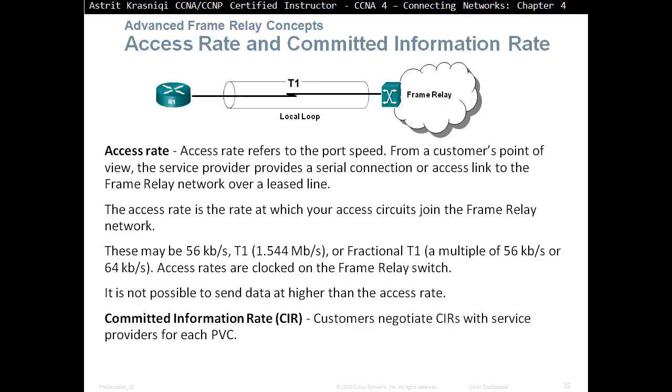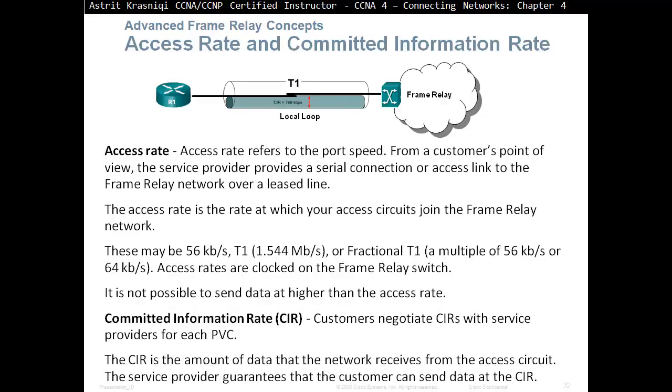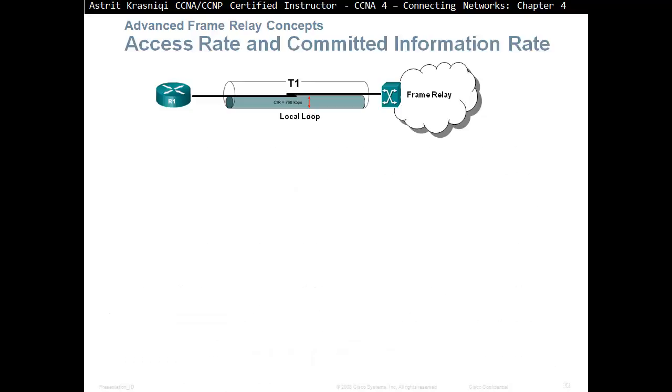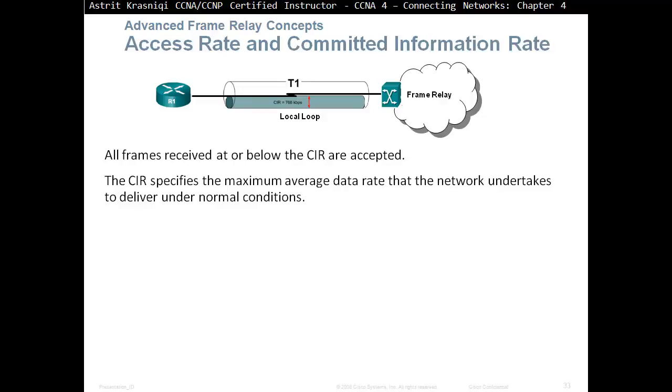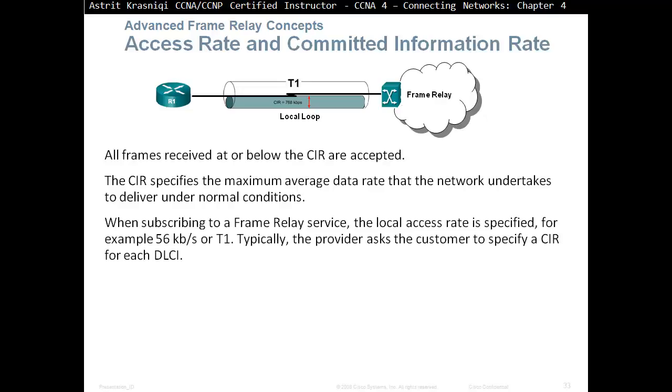Committed information rate, CIR: customers negotiate the CIR with the service provider for each permanent virtual circuit. The CIR is the amount of data that a network receives from the access circuit. The service provider guarantees that the customer can send data at the CIR. All frames received at or below the CIR are accepted. The CIR specifies the maximum average data rate that the network undertakes to deliver under normal conditions. When subscribing to frame relay service, the local access rate is specified, for example 56 kilobits per second or T1. Typically, the provider asks the customer to specify the CIR for each DLCI.